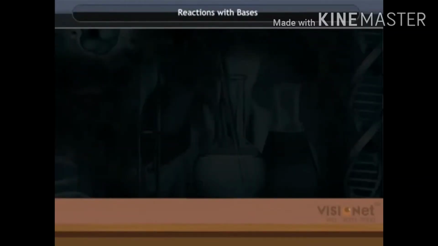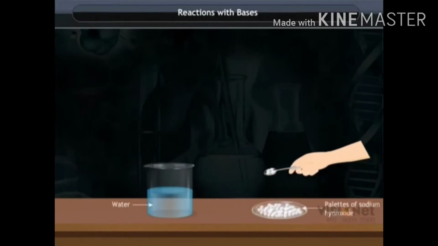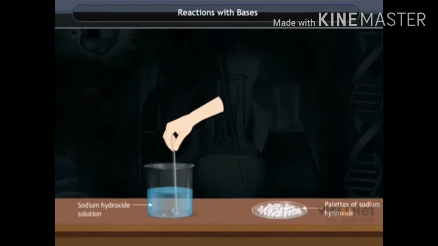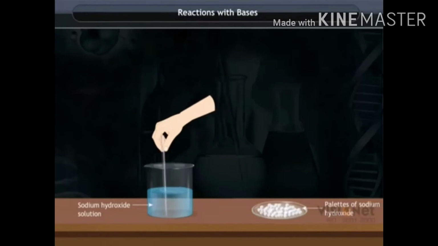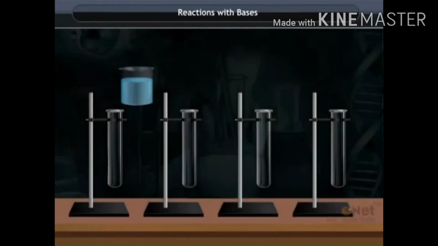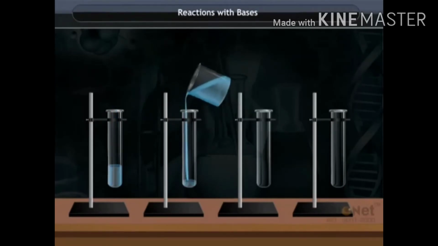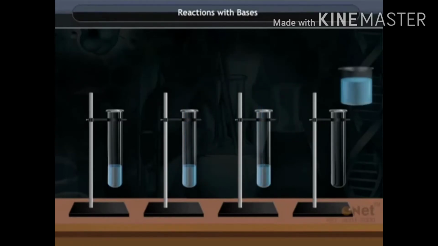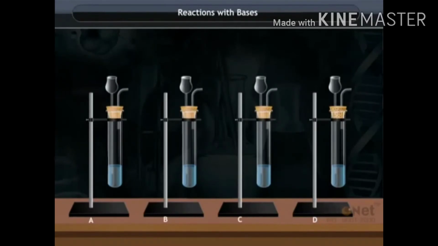Reactions with bases. Take a beaker containing water. Dissolve 2 or 3 pellets of sodium hydroxide. We get a sodium hydroxide solution. Now pour this solution in 4 test tubes. Label these test tubes as A, B, C and D respectively. Close the mouths of test tubes with the help of a cork fitted with a thistle funnel.